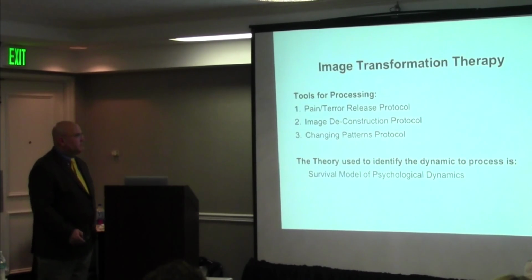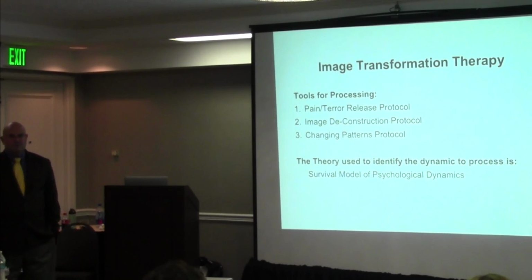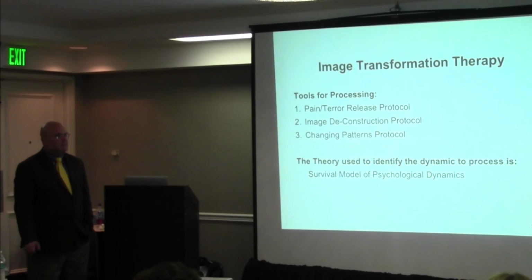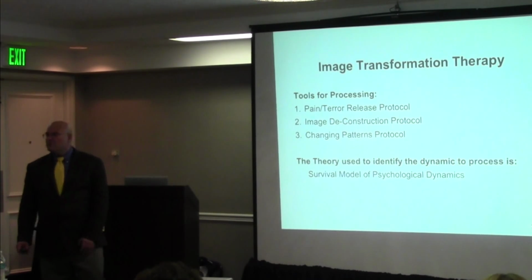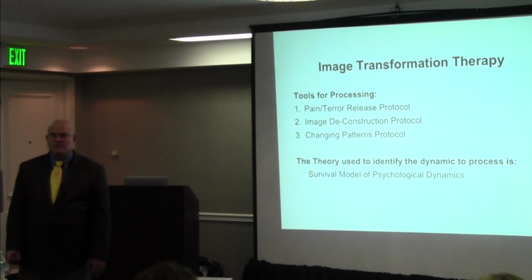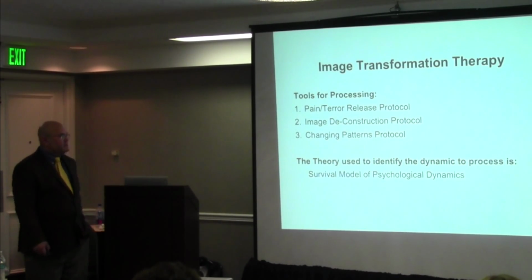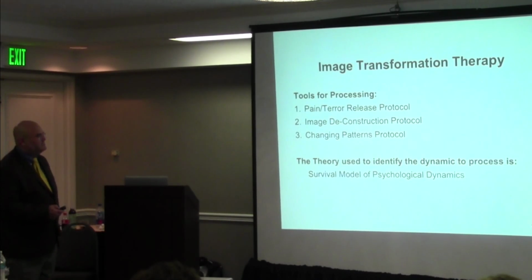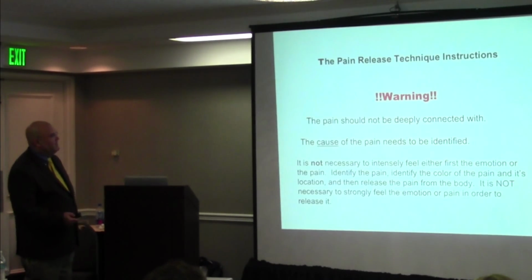Now, the tools for processing are the pain terror release protocol, the image deconstruction protocol, and what's called the changing patterns protocol, which I'm not going to go through right now. It's of lesser importance. These are the processing tools, like you use BLS. But the processing tool doesn't give you the target. It just tells you what tools you're going to use to process the target. The survival model of psychological dynamics is the one that gives you the target. It helps specify what you're going to do. And we've already done that.